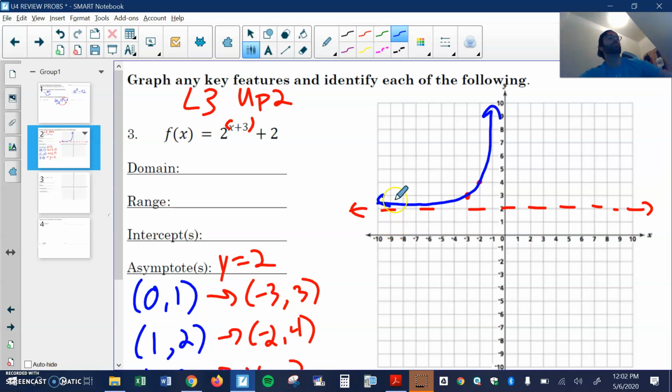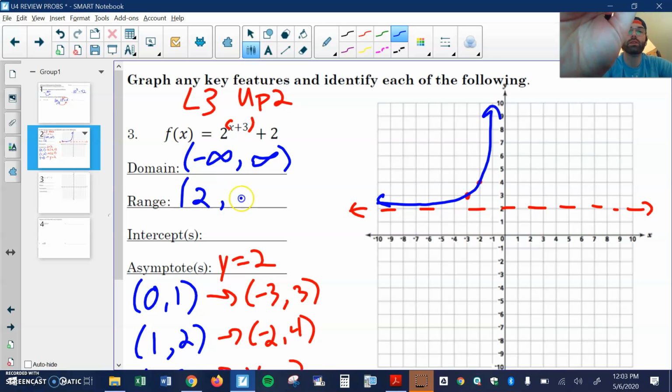Domain refers to our x values. I can plug any single x value in and it'll spit out a y value. So my domain is negative infinity to infinity. My range is different. Your range is your y values, and it goes from bottom to top. So I think about what's my lowest possible value for y. If I start from the bottom, I hit this asymptote. This asymptote always corresponds with our range. You don't have to worry about the intercepts. We're just going to X that part out.